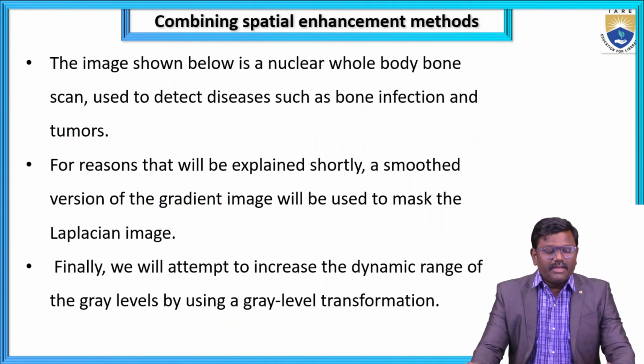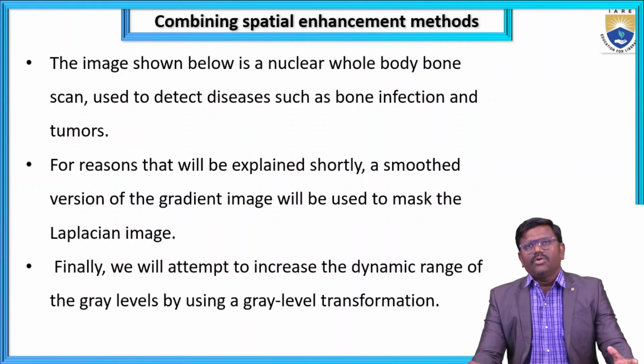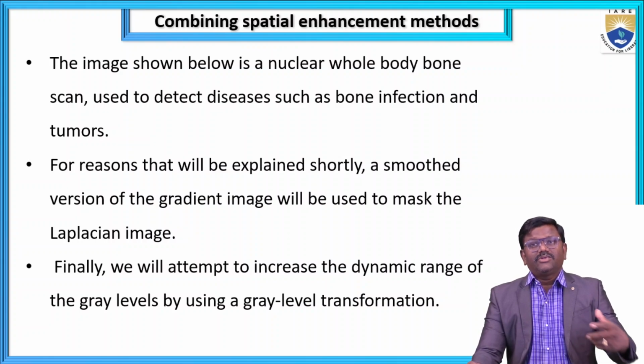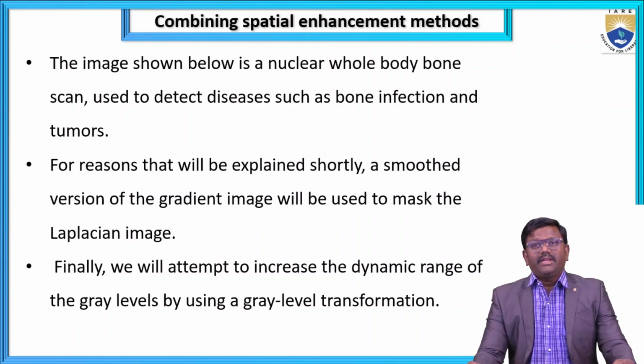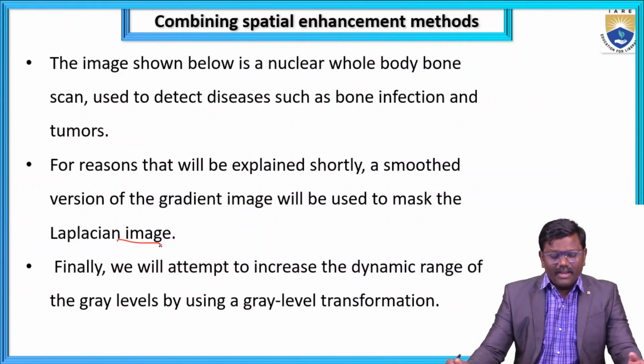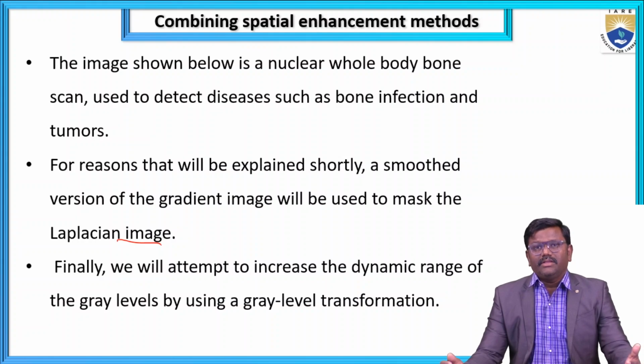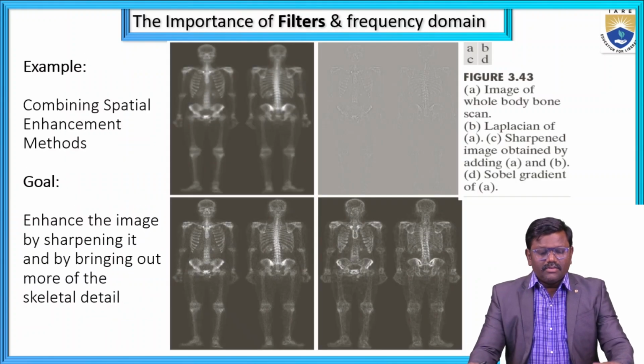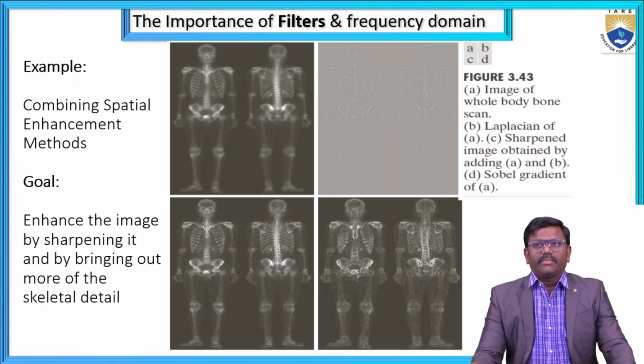The image we are going to show is a nuclear whole body bone scan used to detect diseases such as bone infection and tumor. For reasons that we will explain shortly, a smooth version of the gradient image will be used to mask the Laplacian image. Finally, we will attempt to increase the dynamic range of the gray levels by using a gray level transformation. That is the theoretical information we are going to apply here.